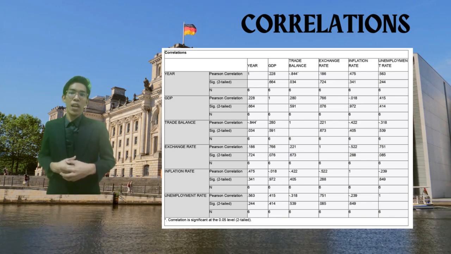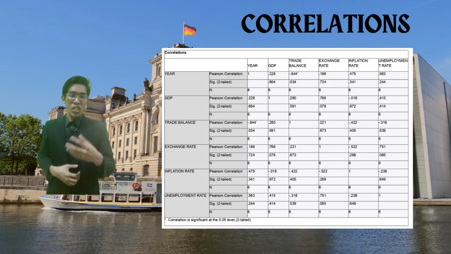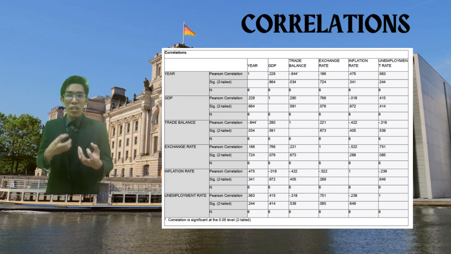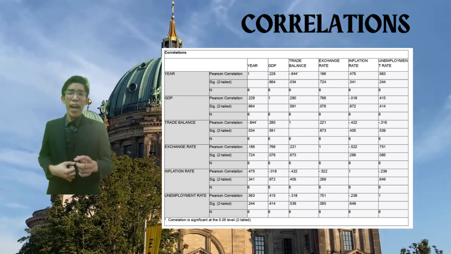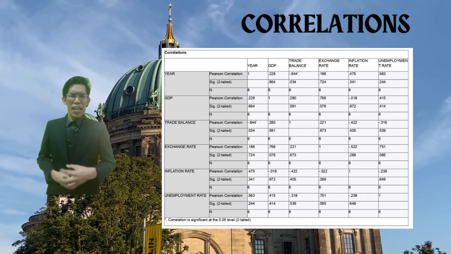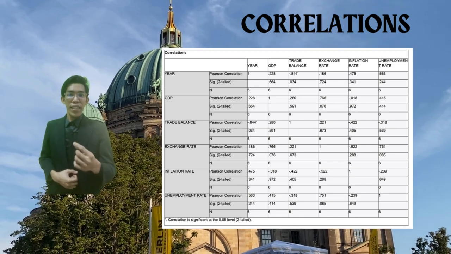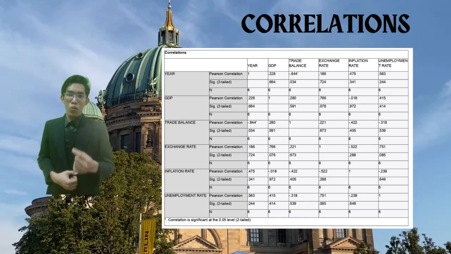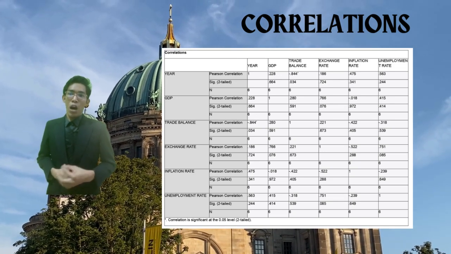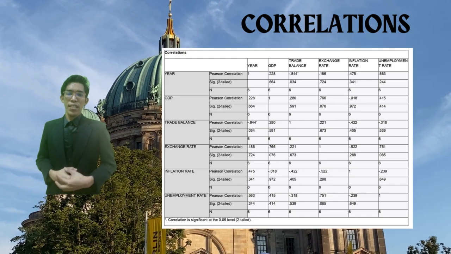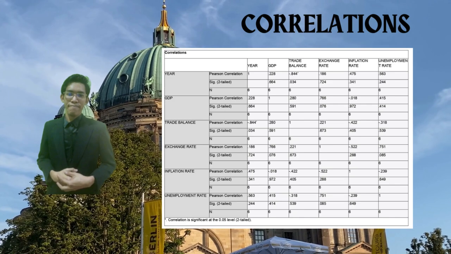associated with higher unemployment. This could be because a rising exchange rate makes exports more expensive, potentially leading to job losses. Meanwhile, the inflation rate and unemployment rate have a slight negative correlation of negative 0.239, aligning with the Phillips curve theory, which suggests that higher inflation may reduce unemployment. However, the weak correlation indicates that this relationship is not particularly strong.